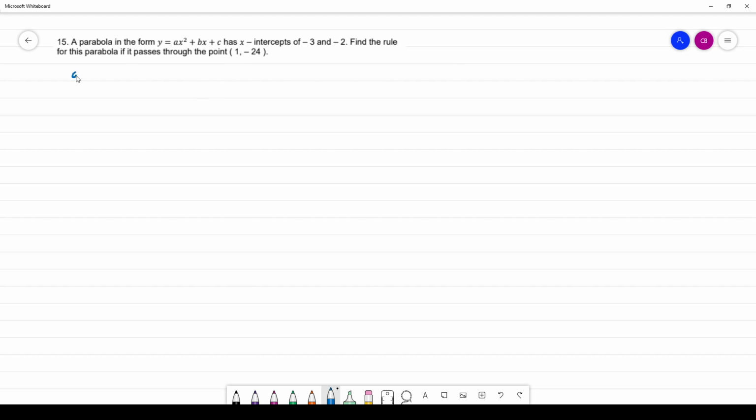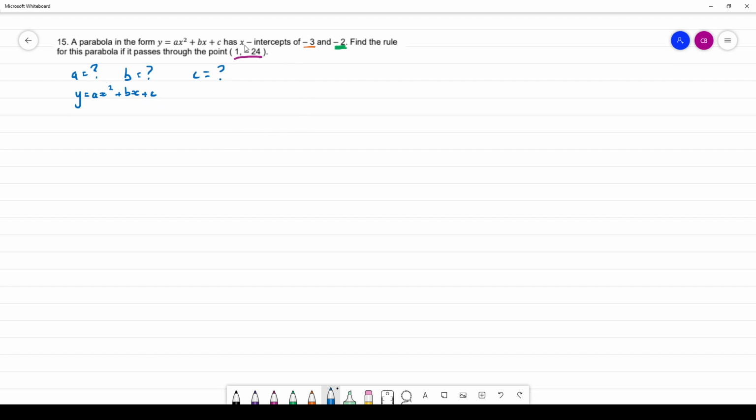We've got three unknowns. We don't know what a is, we don't know what b is, and we don't know what c is. We need to find them. We have three pieces of information that are missing, but the question has given us three pieces of information: an x-intercept of -3, an x-intercept of -2, and a coordinate (1, -24). We've got three pieces of information and three missing values. We can work this out. So we've got the equation y equals ax squared plus bx plus c.